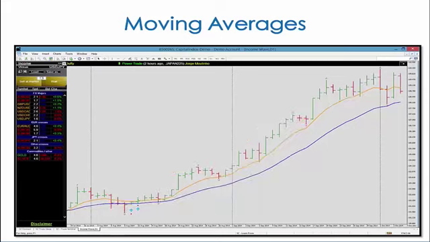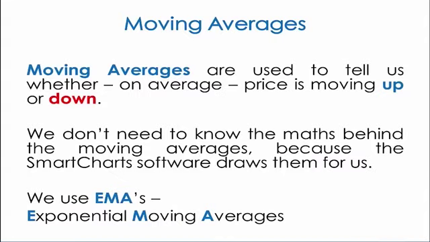Now, what on earth is a moving average? How's it calculated and all that stuff? Well, moving averages are used to tell us, on average, whether price is moving up or down. They don't tell us what's going to happen next. They tell us what's likely to happen next. Nothing's guaranteed after all. Now, we don't need to know the maths behind the moving averages because the smart chart software is going to draw it all for us. However, you do need to know which type of moving averages we're going to be using.